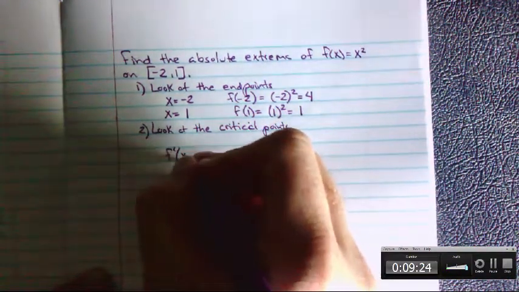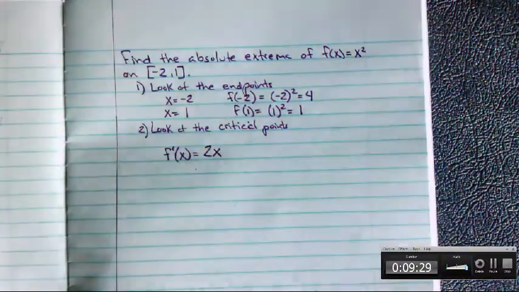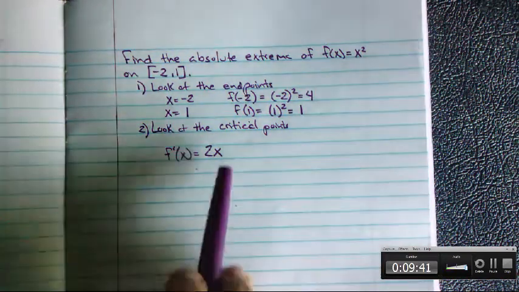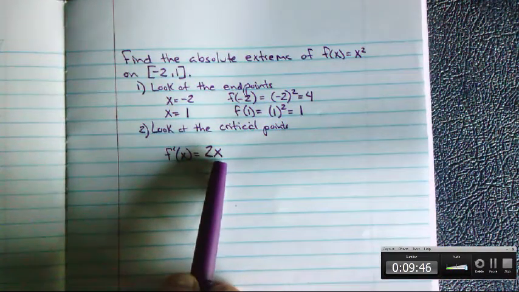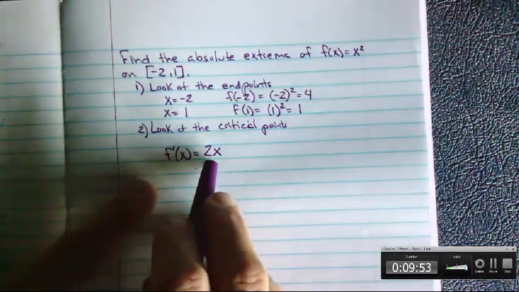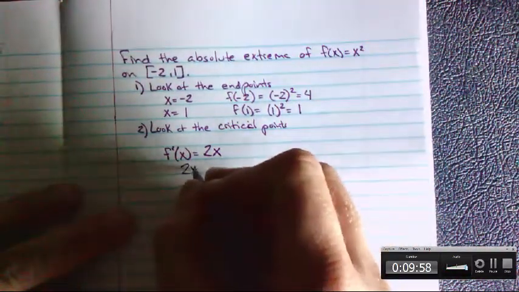What is the derivative? 2x. So we are going to look at the derivative. Critical points occur where the derivative is either equal to 0 or the derivative does not exist. 2x, does that have a division by 0 in it? No. Does it have a square root in it? No. So will 2x ever not exist? No. So the only case would be a critical point where 2x is equal to what?